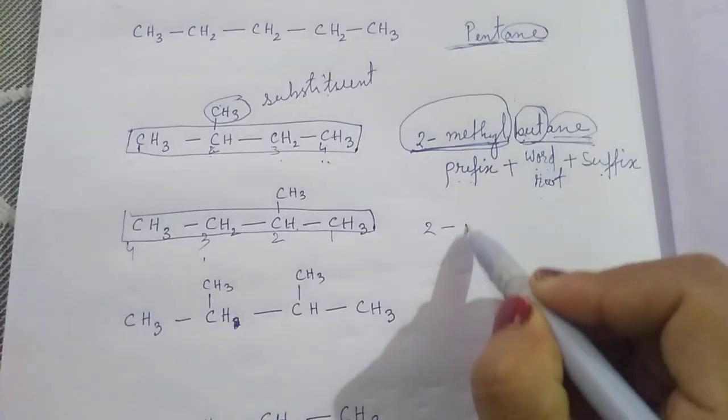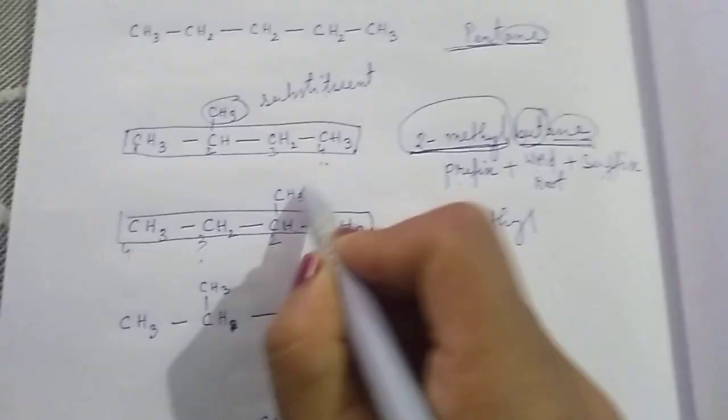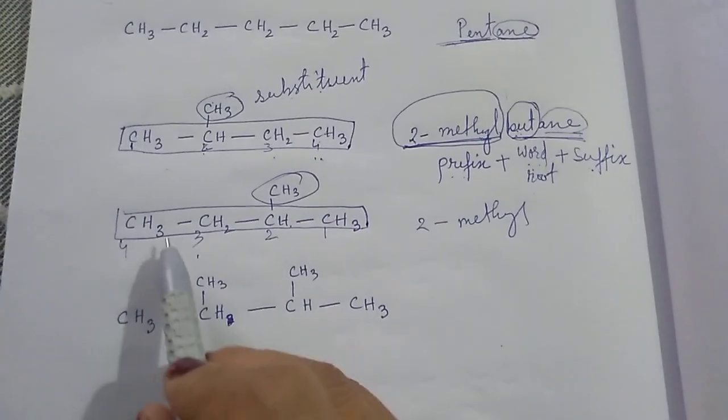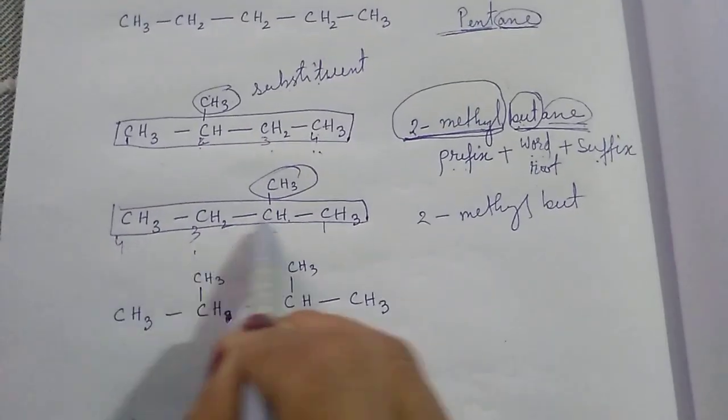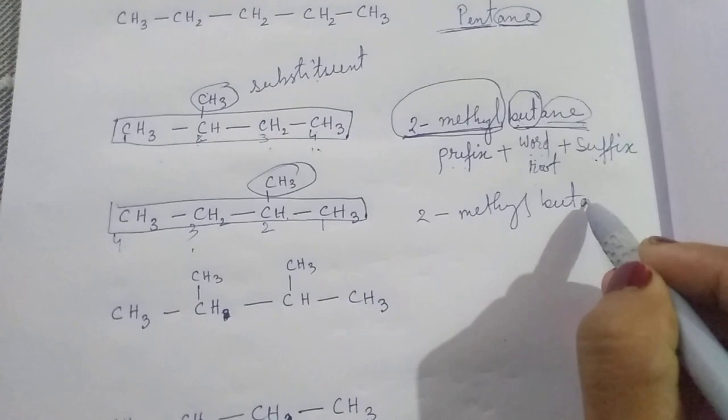Okay, so 2-methyl. Then what is the number of carbons in the chain? 4, so it is called bute. What is the nature of the chain? All are single bonded, so it is called ANE.